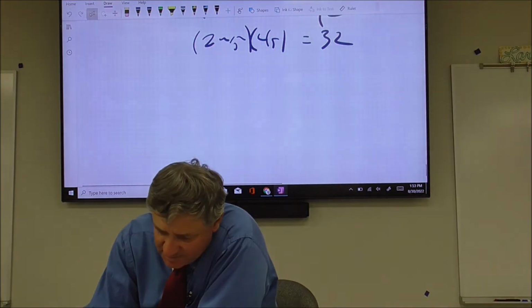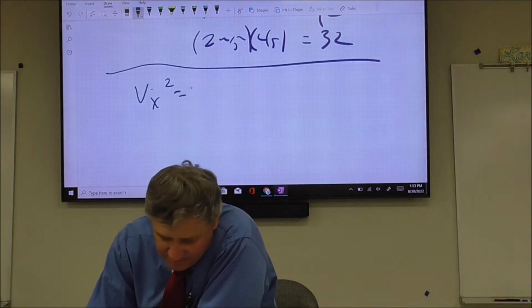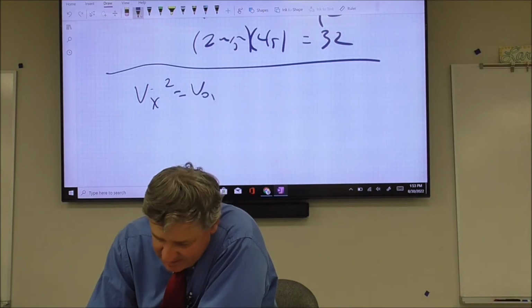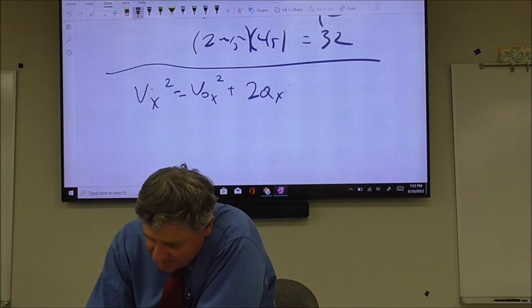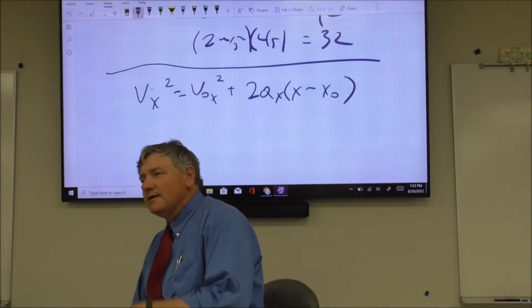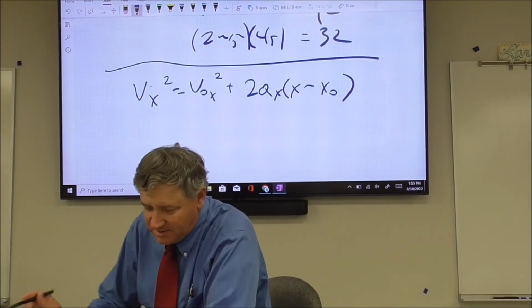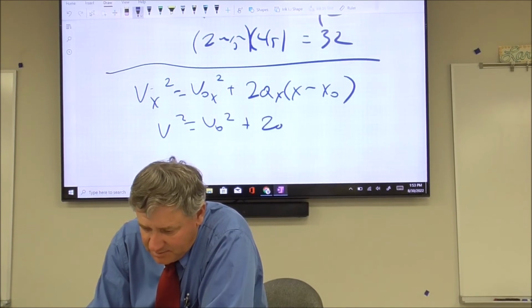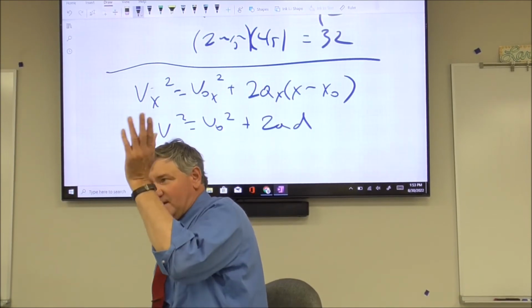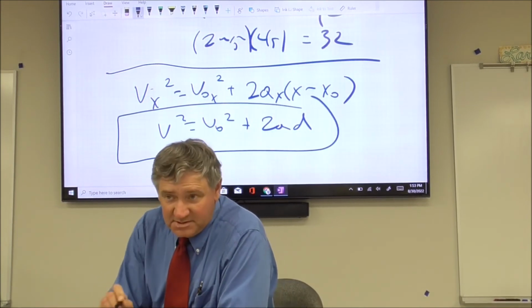Now, as it is written on your sheet, you've got Vx squared equals Vx naught squared plus 2ax times (x minus x naught). That's the big formal way to write it. Here's how this is functionally used. We just write v squared equals v naught squared plus 2ad, or you could put x, whatever you want to do. So this is the functional version of this thing.